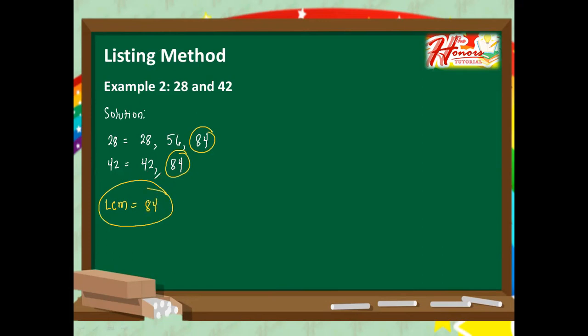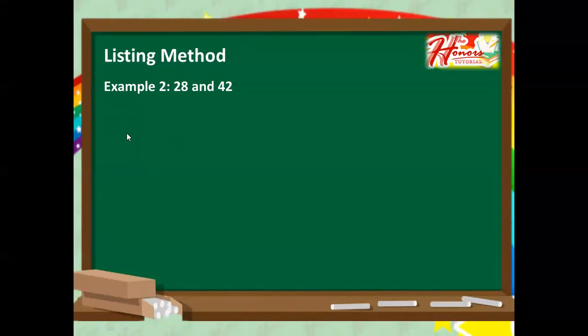Let us have another example. So this is just for listing method. What if I have here 30 and 75? Let's look for the LCM of 30 and 75. Let's write 30 here below, and 75 below.